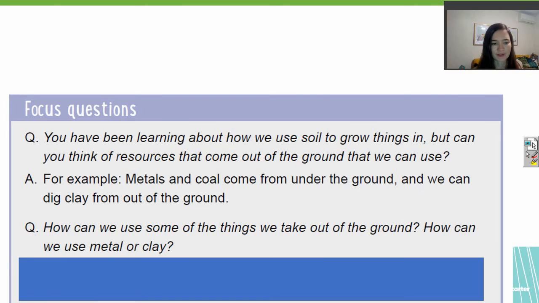So if you remember back to our first lesson, we looked at things that were made out of metal around us. So if you have a little look around your house, see if you can see anything that's made out of metal. Can you see anything that's made out of clay? Have you got any plant pots around you? Good. So have a little look around your room, see if you can spot anything that's made out of metal or clay.